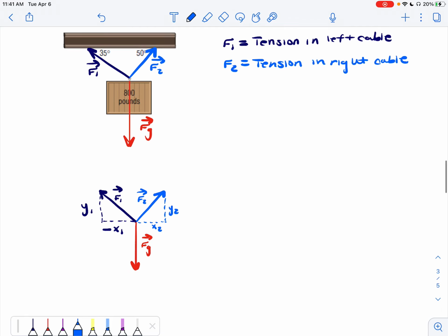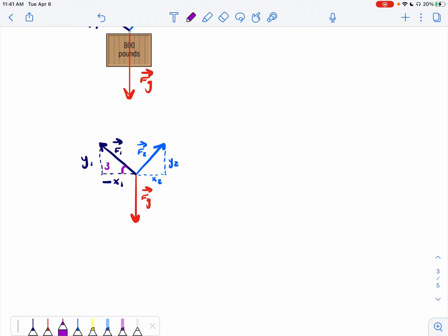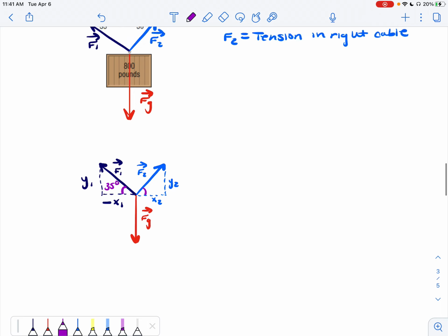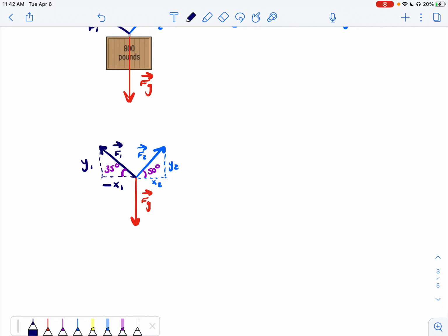Now as far as the angles go, the cable on the left had an angle of 35 degrees to the horizontal, so that is also going to be the same as this angle inside our triangle to the horizontal. So that's a 35-degree angle. And on the right-hand side, our angle to the horizontal is 50 degrees. Now, coming up with our vectors here.